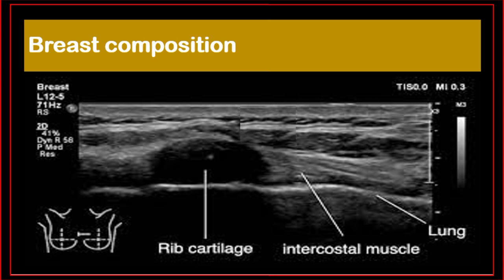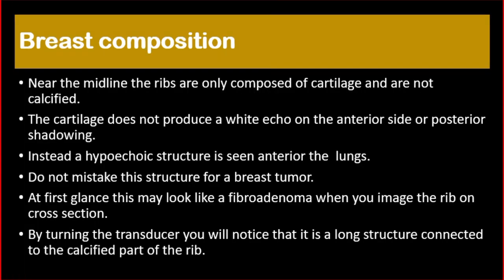At first glance, this may look like a fibroadenoma when you image the rib on cross-section. By turning the transducer, you will notice that it is a long structure connected to the calcified part of the rib.